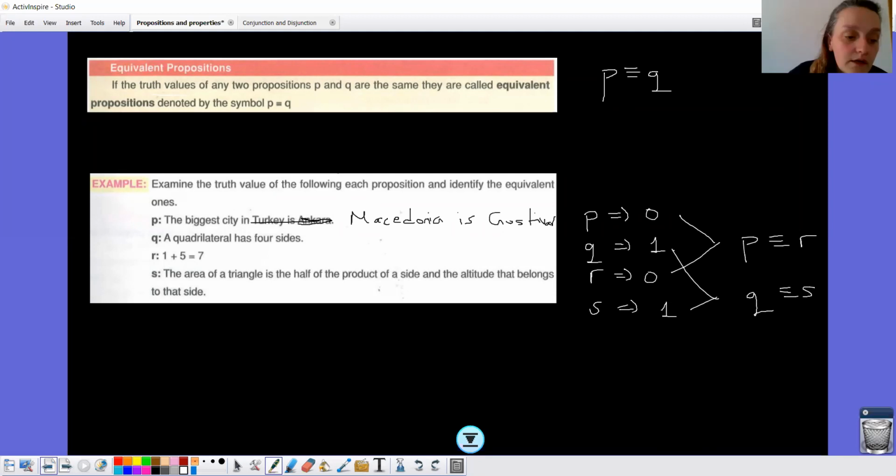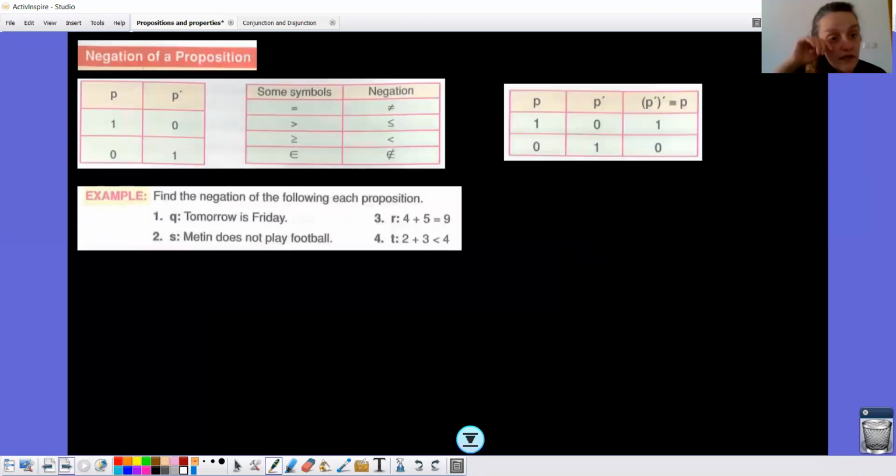Okay. Now here we have negation of a preposition. What does negation mean? Stating that something is false, teacher. Yes. Or to make the opposite of it, like you can remember from negativity. So if your preposition is true, the negation of that preposition will be false. If it is false, the negation of it will be true, okay?